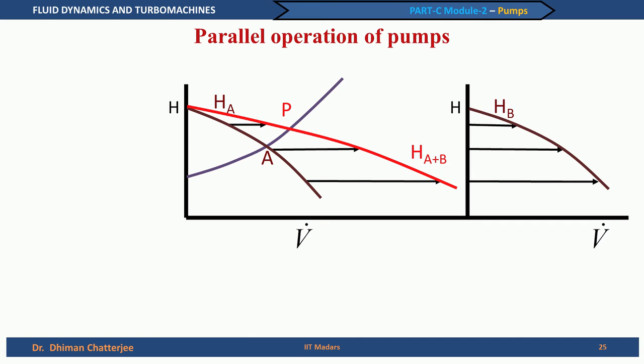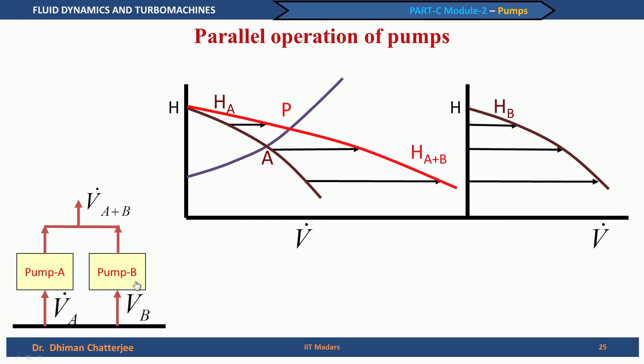Similarly, we can talk about parallel operation, when we want more volume flow rate from the sump rather than head. We can take V dot A from pump A and V dot B from pump B, so that the resultant volume flow rate is V dot A plus B. And here again we are assuming that pumps A and B are identical. This is my characteristic curve for the single pump, and this is for the other pump, H B. Here we are adding the volume for the given head, and hence the resultant curve, H A plus B, is given by the red line.